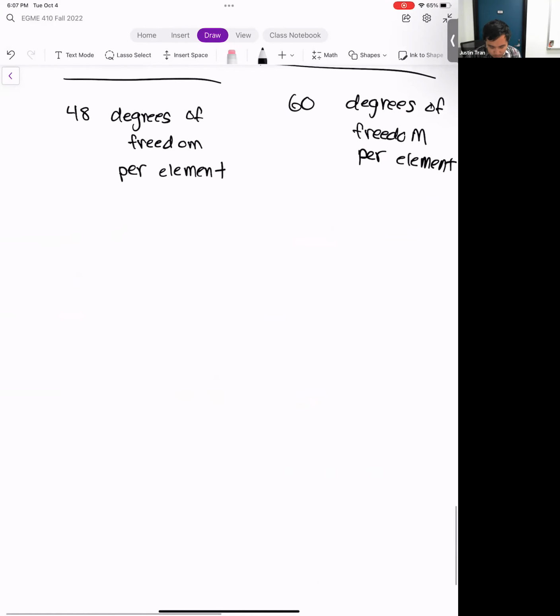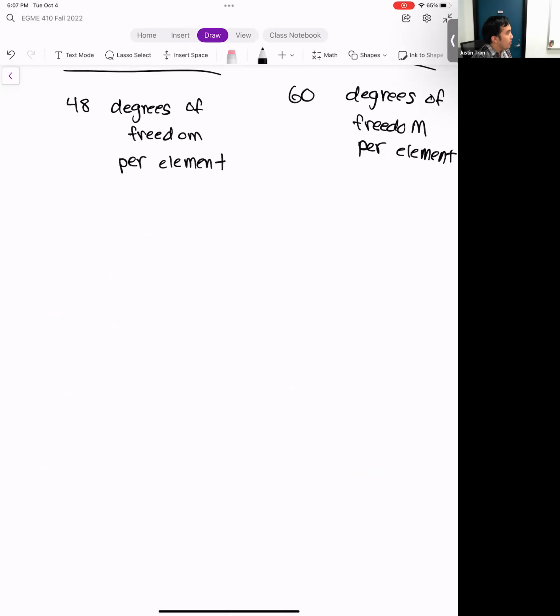Okay. And so that's a bit of background on what shell and beam elements are and what's happening underneath the hood. Let's talk about more practical stuff. Let's talk about how you actually form these, and what's the typical way to actually make these in ANSYS, as well as some other stuff. Okay, so we'll start with shells.